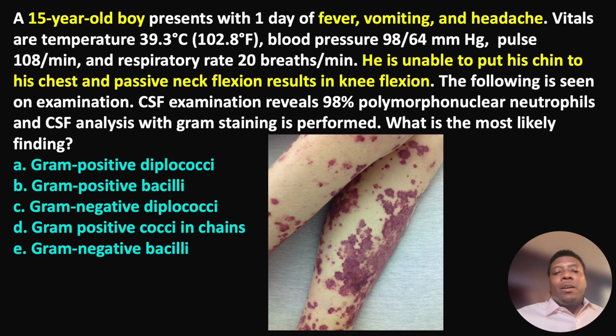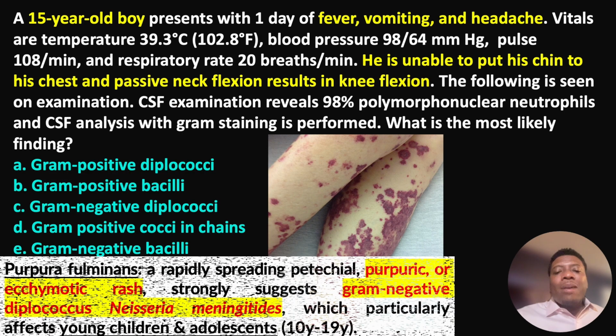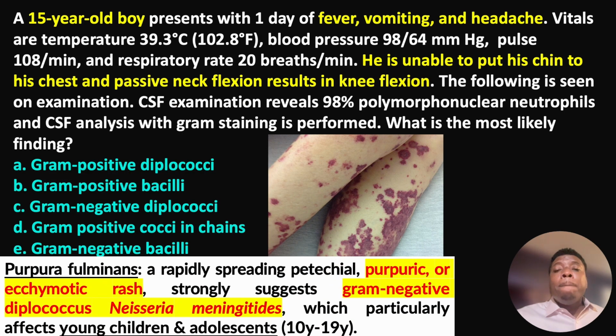What is the most likely finding? In this case, you have a 15-year-old boy that presents with symptoms of meningitis, but most importantly, they have the classic petechial, purpuric, and ecchymotic rash. That rash is going to be hallmark for meningococcemia, making the best answer here gram-negative cocci in pairs.